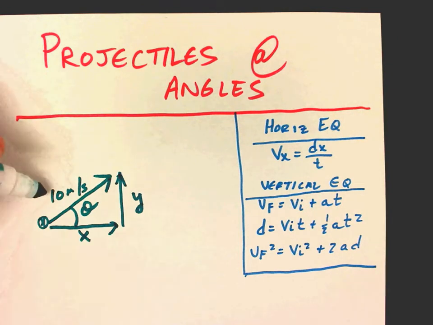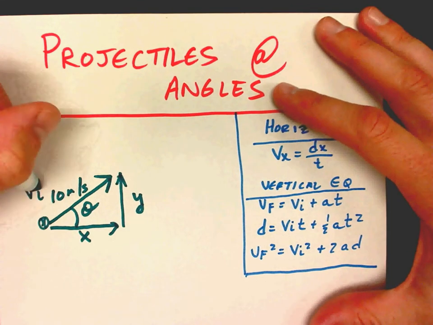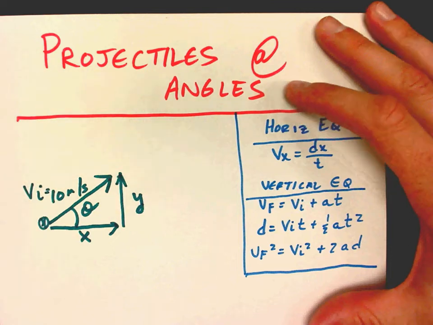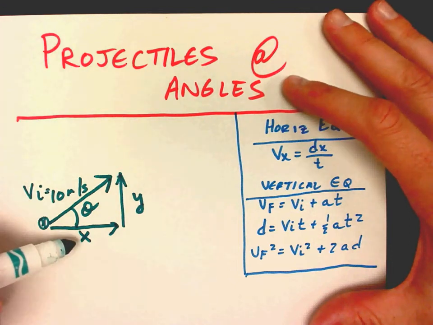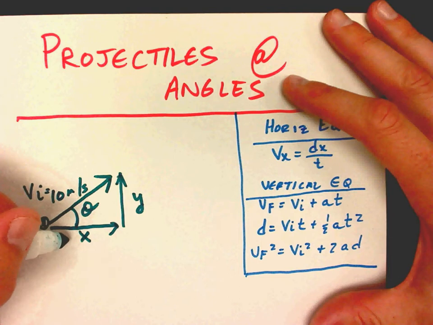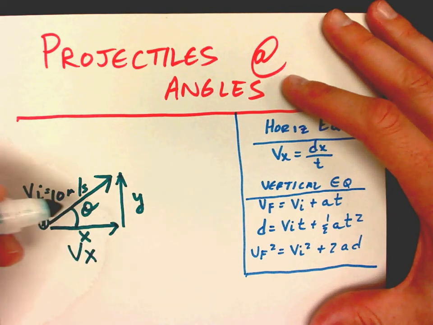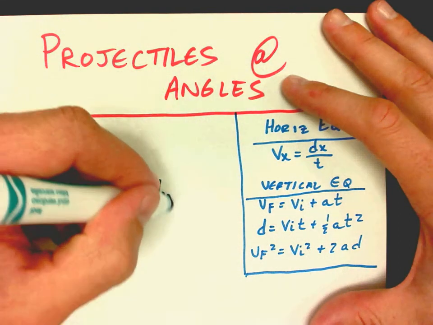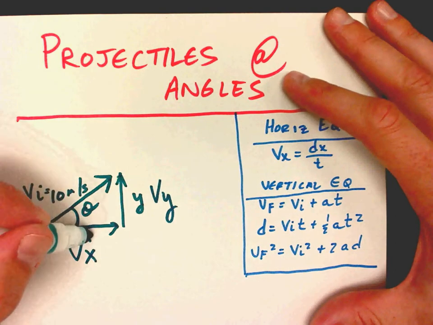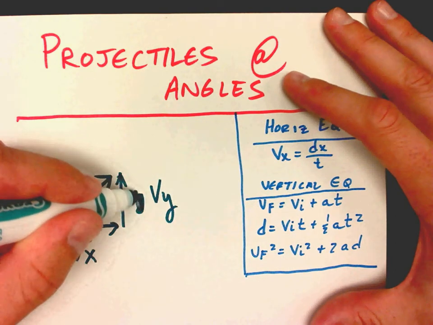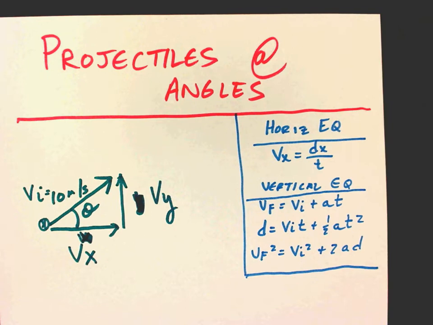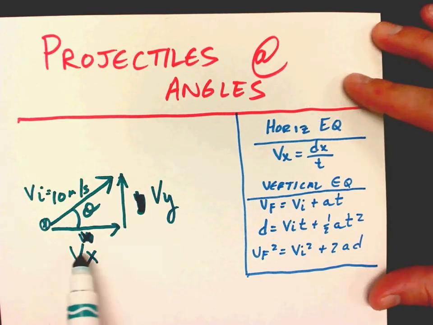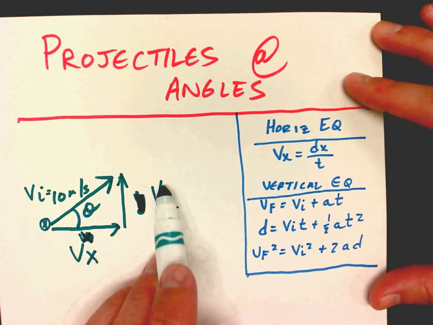This a lot of times will get called the launch velocity. Sometimes it'll get called the initial velocity, like the Vi, or launch speed. And then these will be the Vx, velocity in the X direction, so we can call this Vx. And then this can be called the Vy. I'm just going to scribble these out now that we don't need those anymore. So you can see the two components: the horizontal component of the velocity, and the vertical component of the velocity.